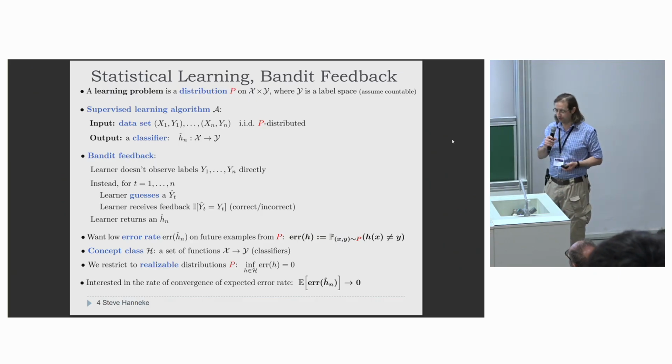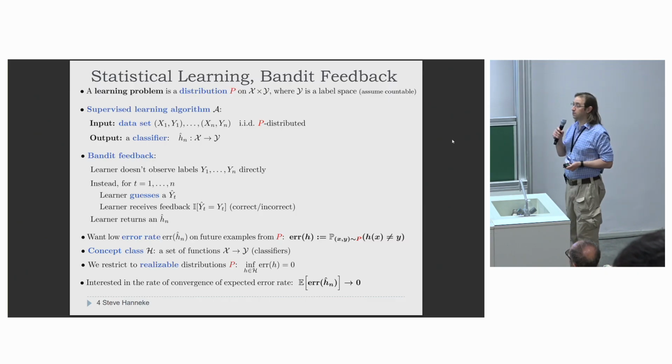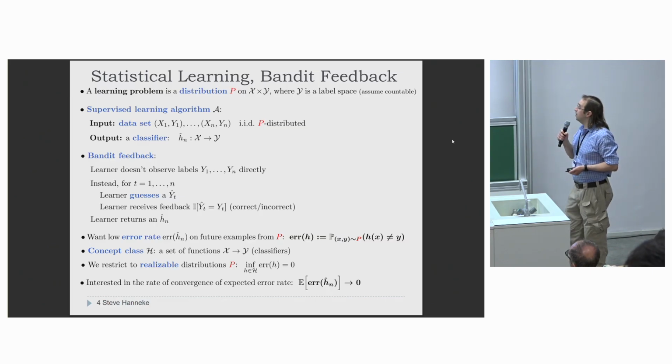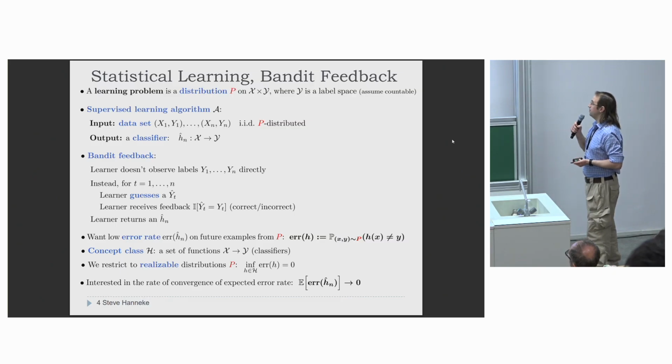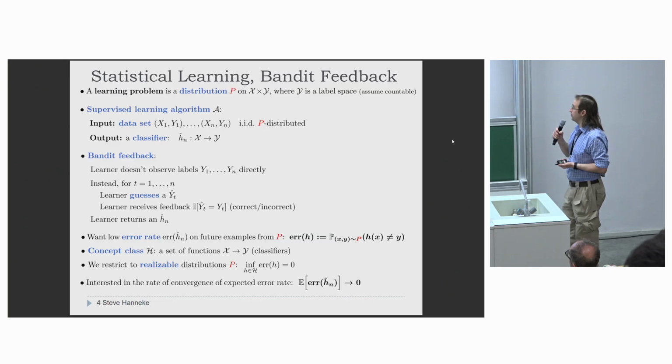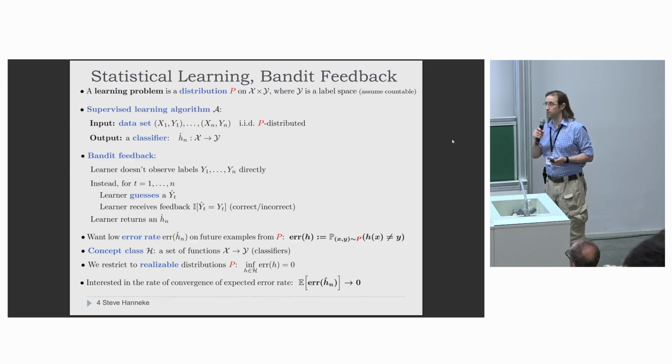So just to introduce things formally, the learning problem here is a distribution P on XY pairs, where X is an instance space, Y is a label space. Here we'll suppose that's at most countably infinite. In supervised learning, you would get n XY pairs drawn IID from the distribution P, and then your goal would be to produce a classifier, just a map from X to Y.